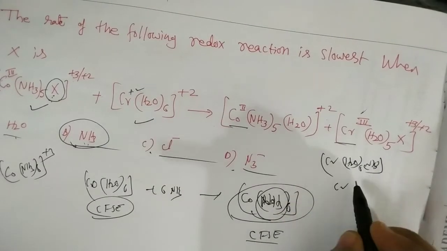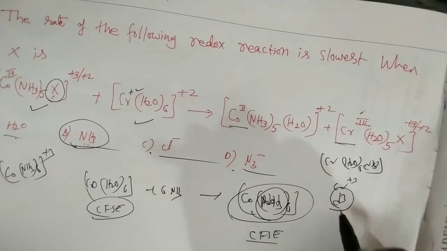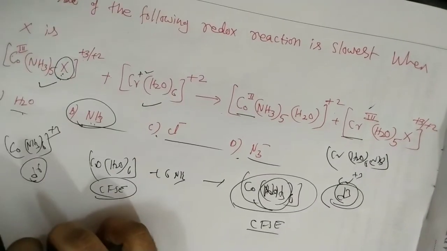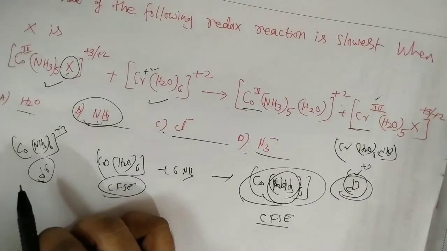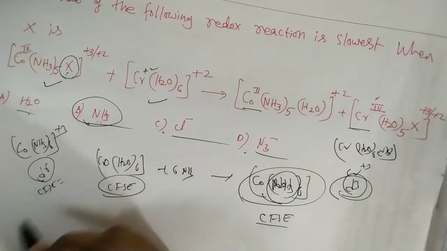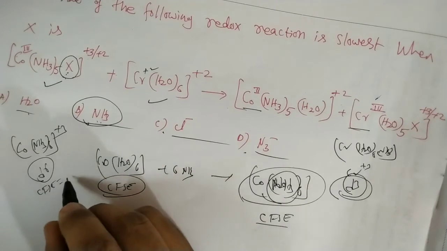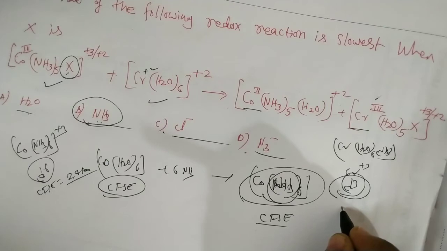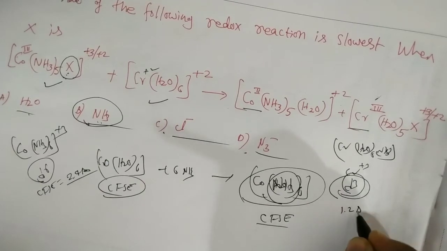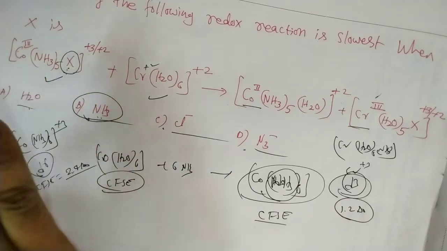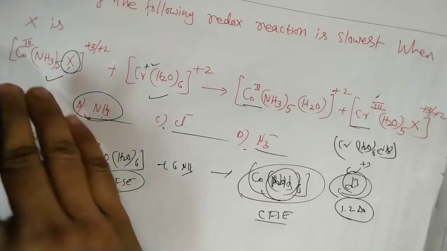Here chromium plus 3 means d3 configuration, and in this case d6 configuration. Cobalt plus 3 means d6 configuration. So d3 and d6 configuration: this one has a higher CFSE value. So 6 electrons and 2.4 delta naught value. For this one, 3 electrons, so 1.2 delta naught CFSE value. So this one has a higher CFSE value, and the replacement of this ligand becomes very difficult.